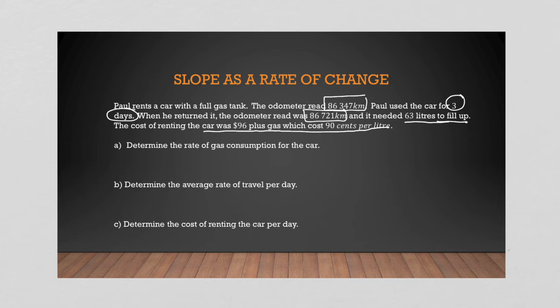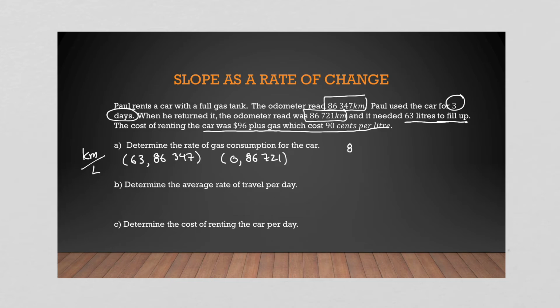So the first question says, determine the rate of gas consumption of the car. Gas consumption would be kilometers per liter. We want to know how far we go per liter, and we have some information on kilometers. Now, if you think about how we're going to set this up, think about when the tank was full. When the tank was full, we had 63 liters, and liters are going to be our x values because they're on the bottom, and our odometer read 86,347. When the tank was empty, it was 0, and the odometer read 86,721. So we've got ourselves 2 points that give us a distance over liters.